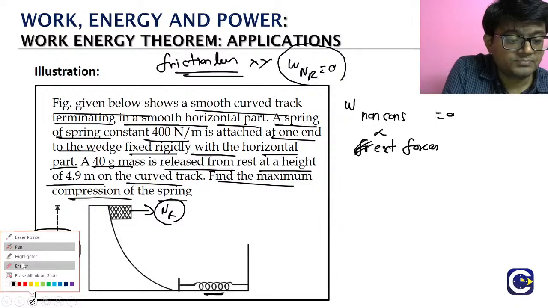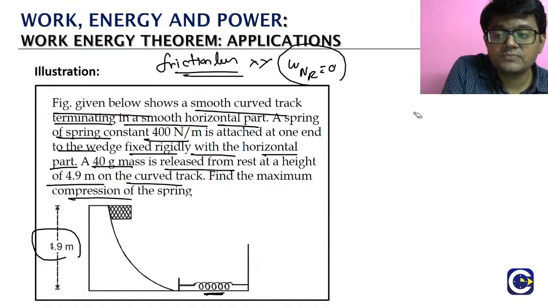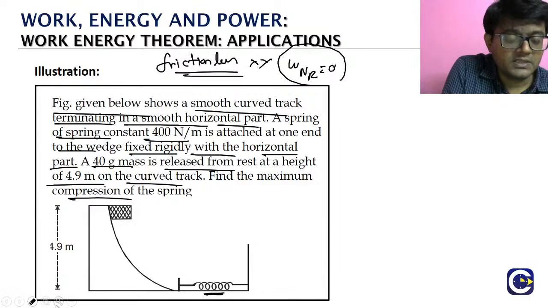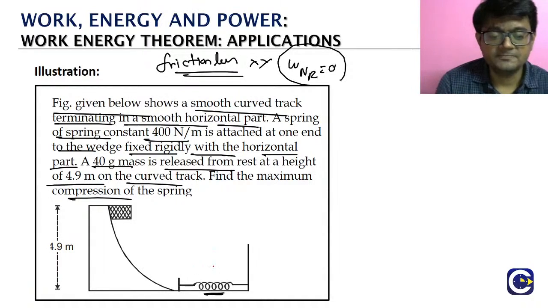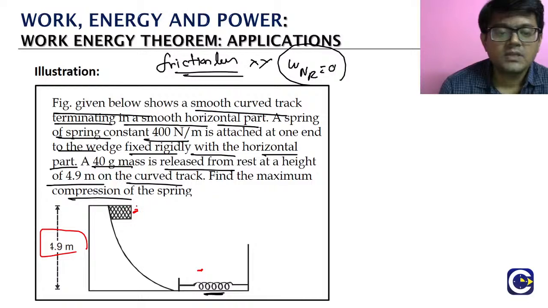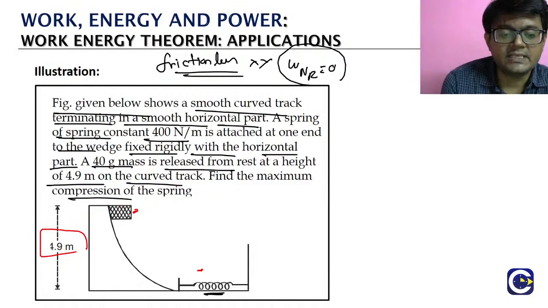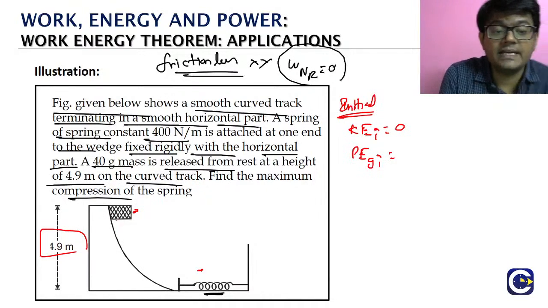Here, what is the initial state? The state where the spring is in the natural state, and the block is at this 4.9 meter height. The block is at rest, right? It is released from rest. So the initial kinetic energy of the block is 0. The block has gravitational potential energy, since it is at a height here.